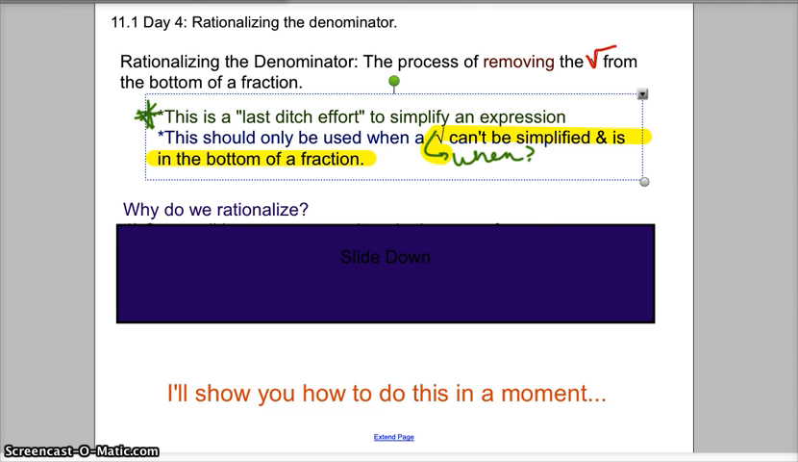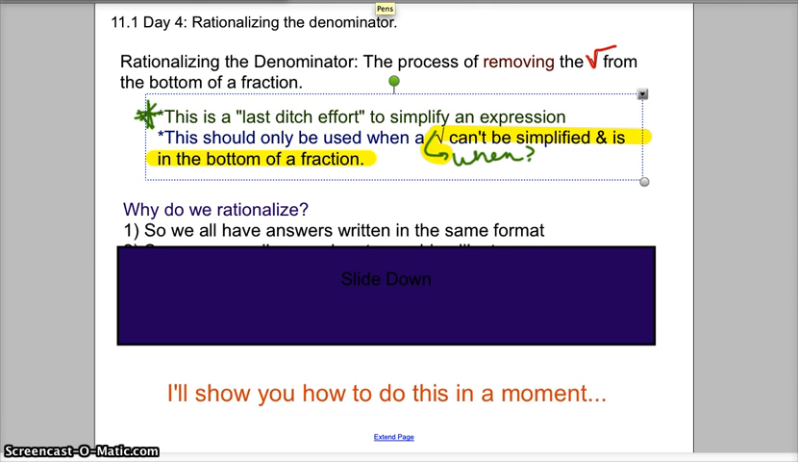Why do we rationalize? We rationalize so that all the answers are written in the same format. Having a rational denominator, so let's talk about this for a second. A rational number, our numbers can be written as decimals or repeating decimals, terminating decimals. These are your nice decimals.